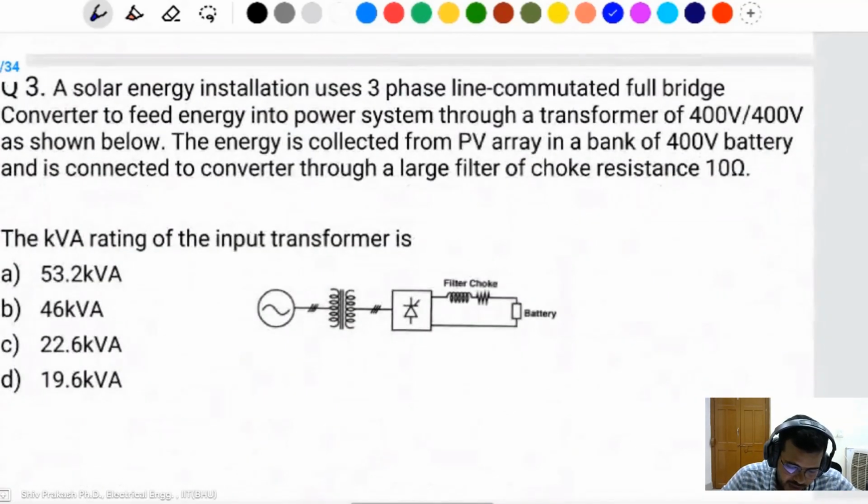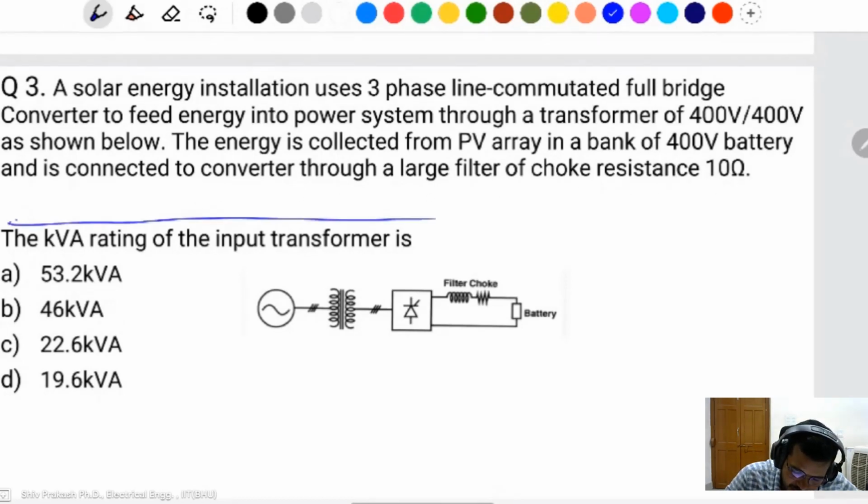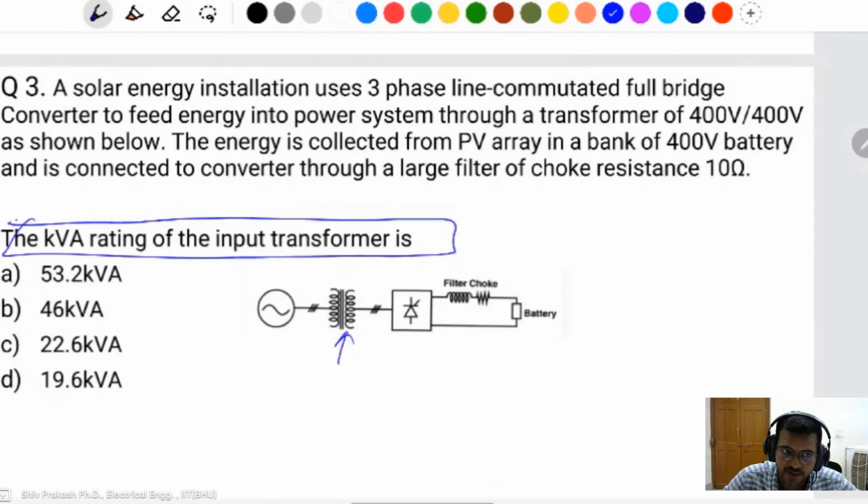Okay, same question is asking: a solar energy installation uses three-phase line commutated converter to feed power into the system through a transformer 400 to 400 volt. As shown below, the energy is collected from PV array in a bank of 400 volt battery and is connected through a large filter choke resistance of 10 ohm. Same thing is given, the KVA rating of the input transformer. What is the KVA rating?